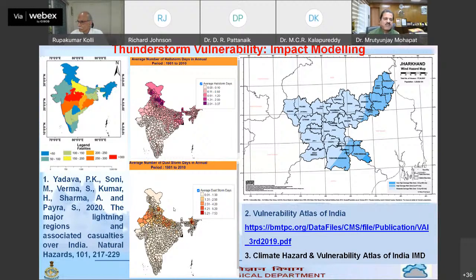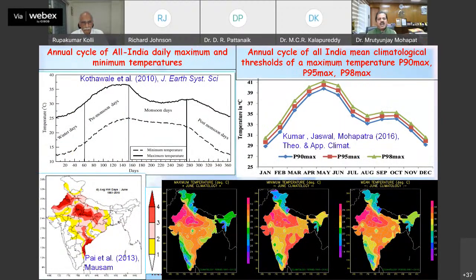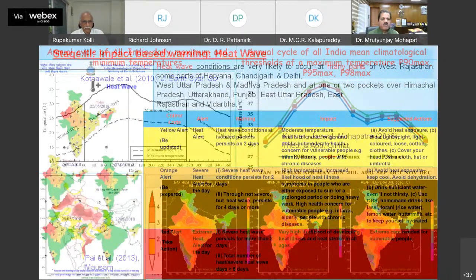It provides the vulnerability due to various types of thunderstorms, lightning, dust storms, and hailstorms. Now, last but not the least, that is the heat wave conditions. As you all know, India is very prone to high temperatures, especially in the months of June and July. For that purpose, we continuously monitor and provide heat wave warnings.